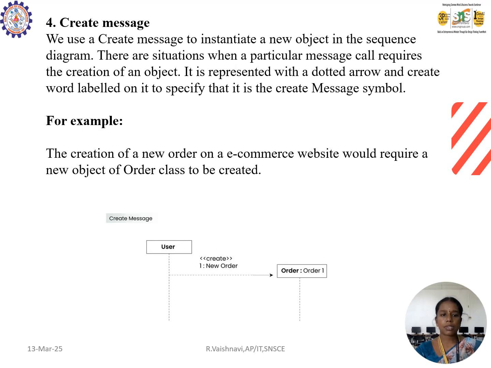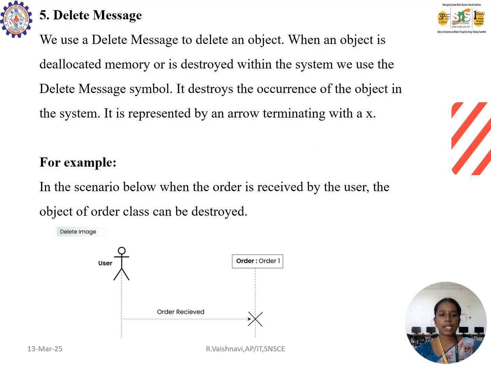Third one, the create messages. Here we have the user and the order. Here the user places a new order. It comes under the create message creations. Next will be the delete message. We use the delete message to delete an object. When an object is deallocated from memory or destroyed within the system, we use the delete message symbol. Here, if we added something and the order receives it but it is not available, the order will be automatically cancelled.